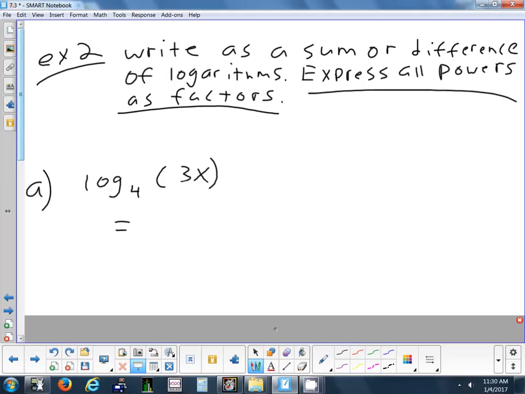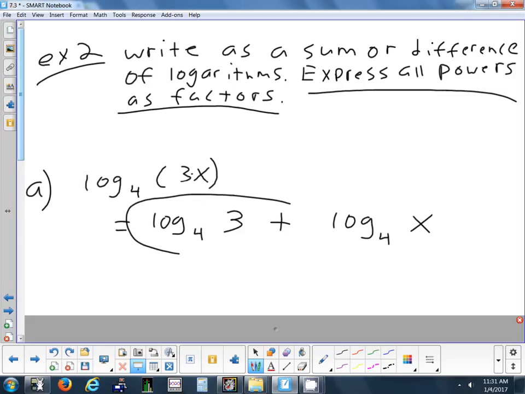Okay, so when I go to split this up, the first thing I decide is, does this split as a sum or a difference? It's a sum, because we're multiplying 3 times x. So we're going to have a log and a log. What's going to be the base on each log? Yep, the base doesn't change when you split it. And then my first argument, and second argument. That's it.